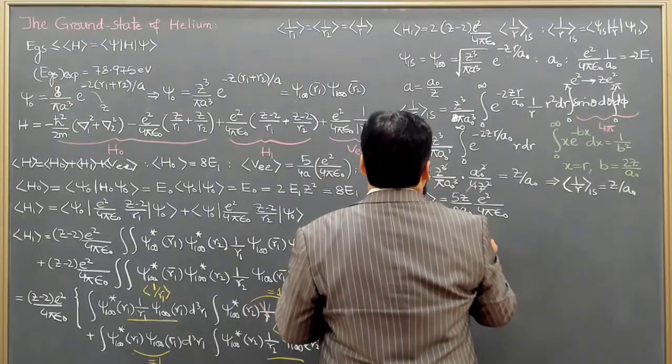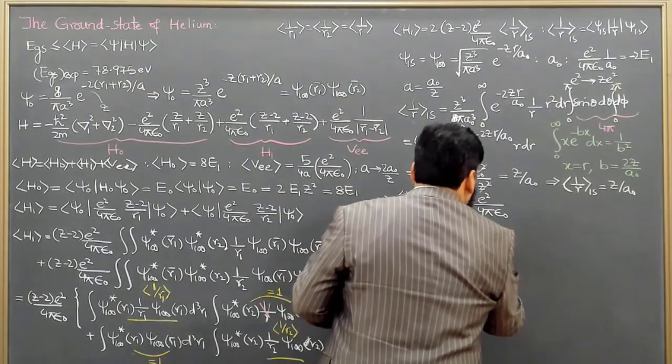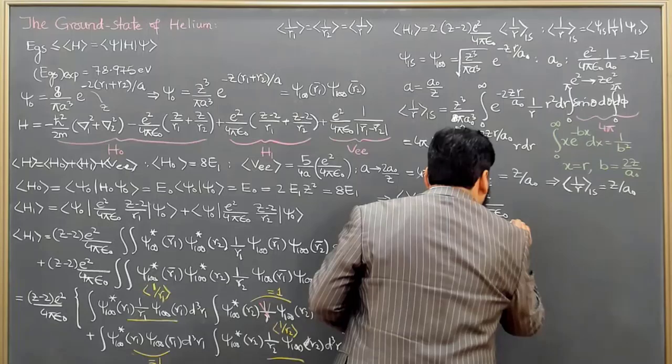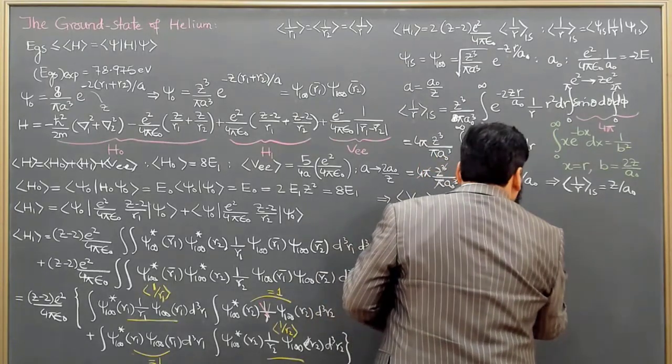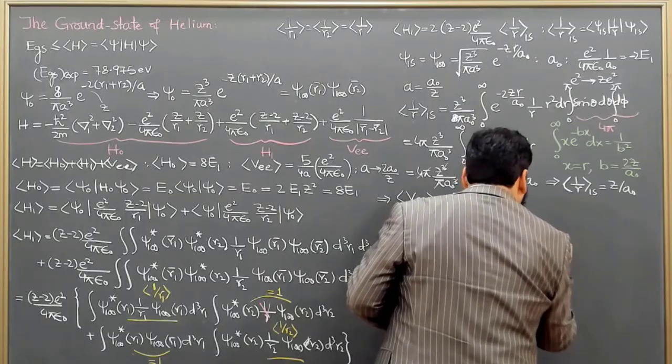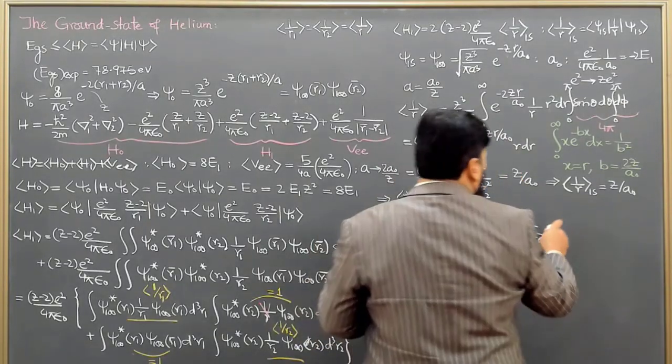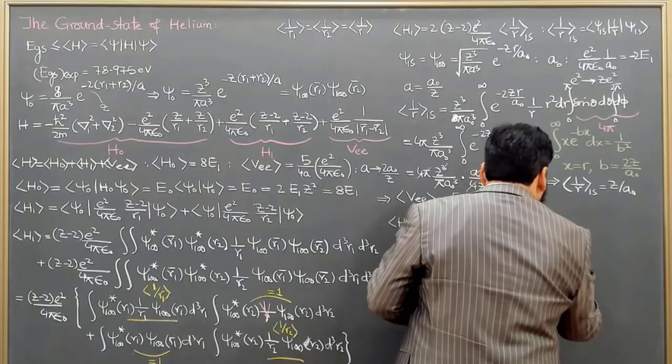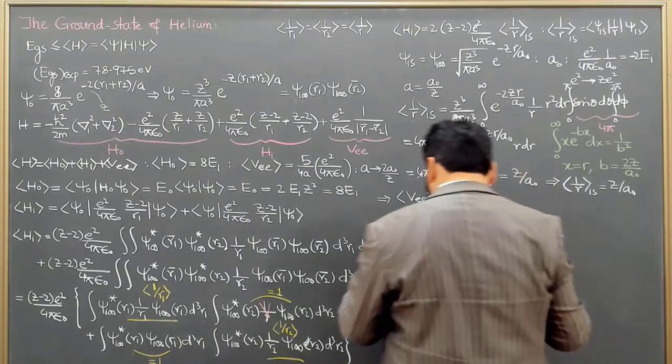Then this will be 2 times z minus 2, and e square over 4 pi epsilon naught, and what of 1 over r we are having, z over a naught.